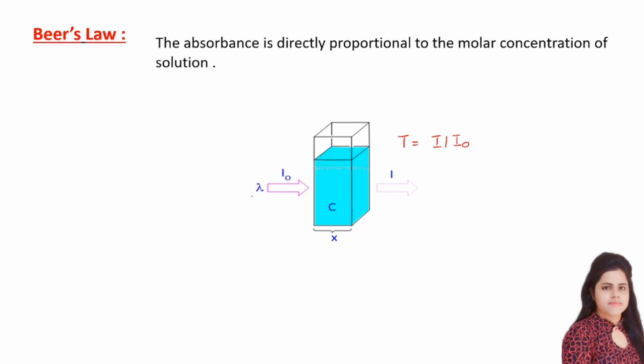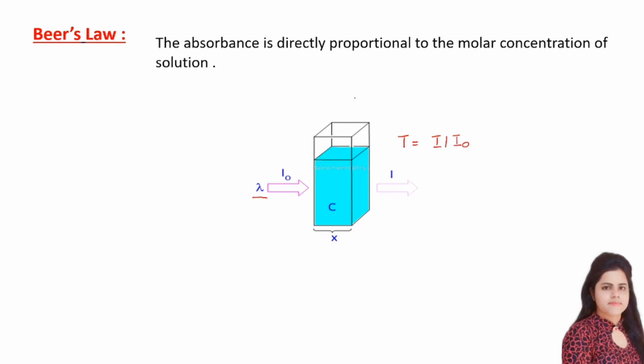So we will start with this light, that is monochromatic light. Monochromatic light means that the light contains only a single wavelength. And that is passing through this solution, which has concentration C and optical path length X. And then we are getting some resultant light, which has intensity I.